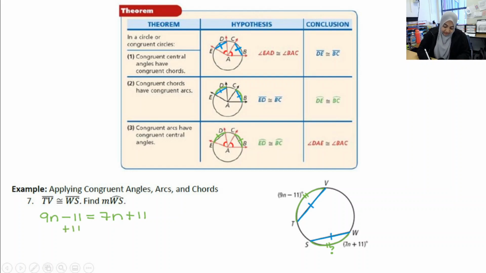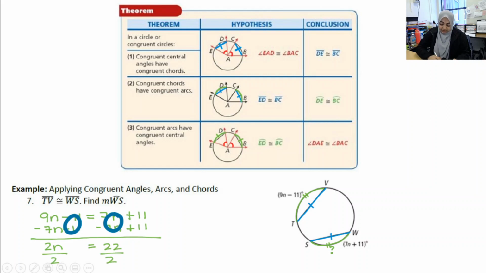I'm going to start by adding 11 to both sides and subtracting 7n from both sides. Now, if you are not comfortable doing all of that at once, then don't do it all at once. Do it in two different steps. Negative 11 plus 11 is 0, and 7n minus 7n is 0, which leaves me with 2n on the left and 22 on the right. Divide by 2, which means n is equal to 11.